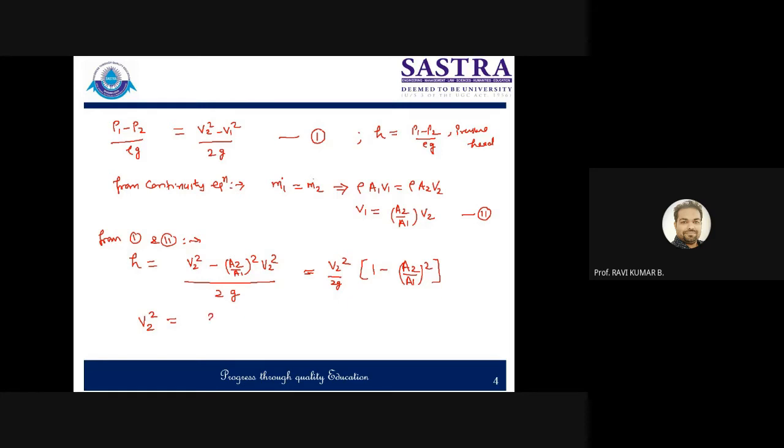So this becomes 2 times G into H divided by this parameter. So you take the LCM. If you take the LCM, this will become A1 square minus A2 square divided by A1 square. So A1 square will come over here and the remaining parameters will be downside. So we can say A1 square minus A2 square. This we can write. Clear?